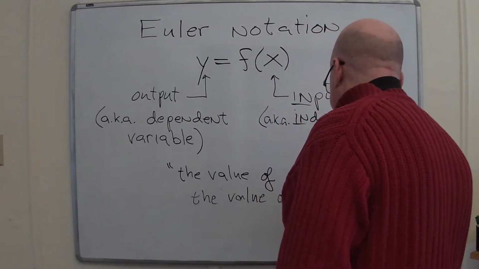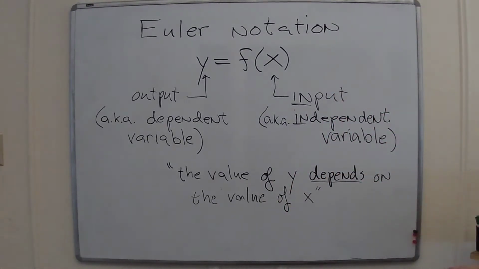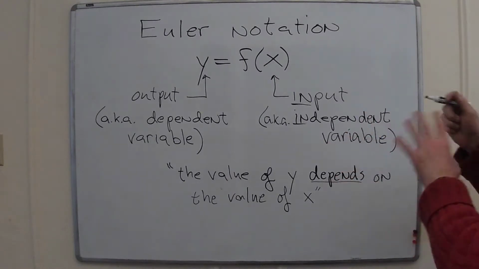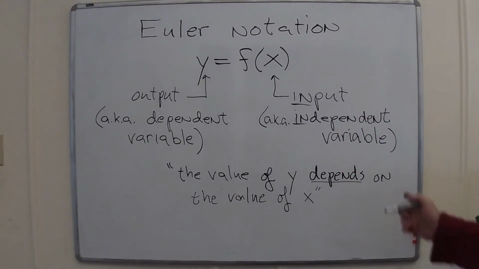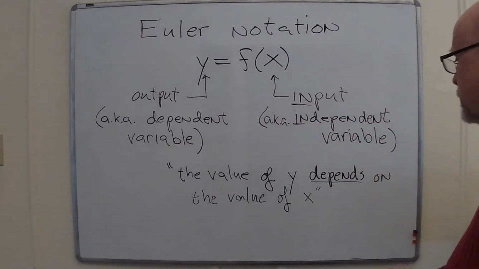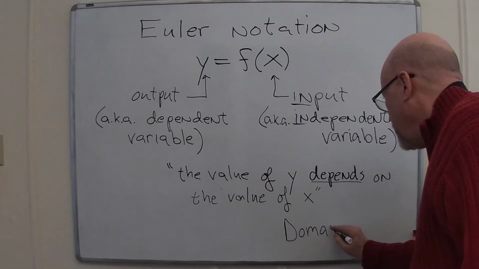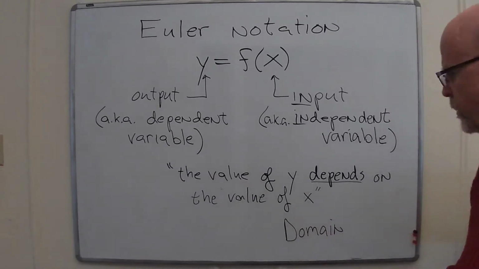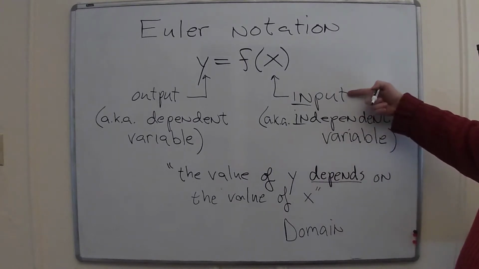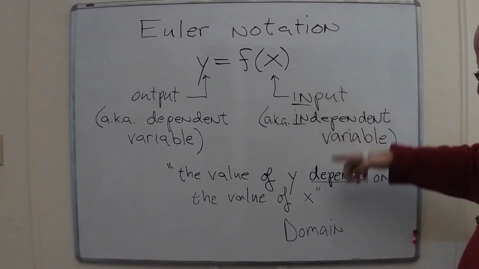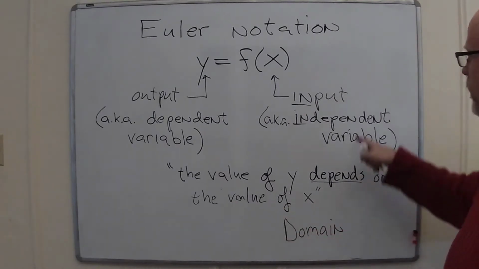In addition to this terminology, there are places where these input and output variables respectively live. The stuff on the input side is called the domain. I need to be a little careful about how I say this. The domain is the set where the input variable can take its values. It's not that these are equal, but this is a place where these guys live.